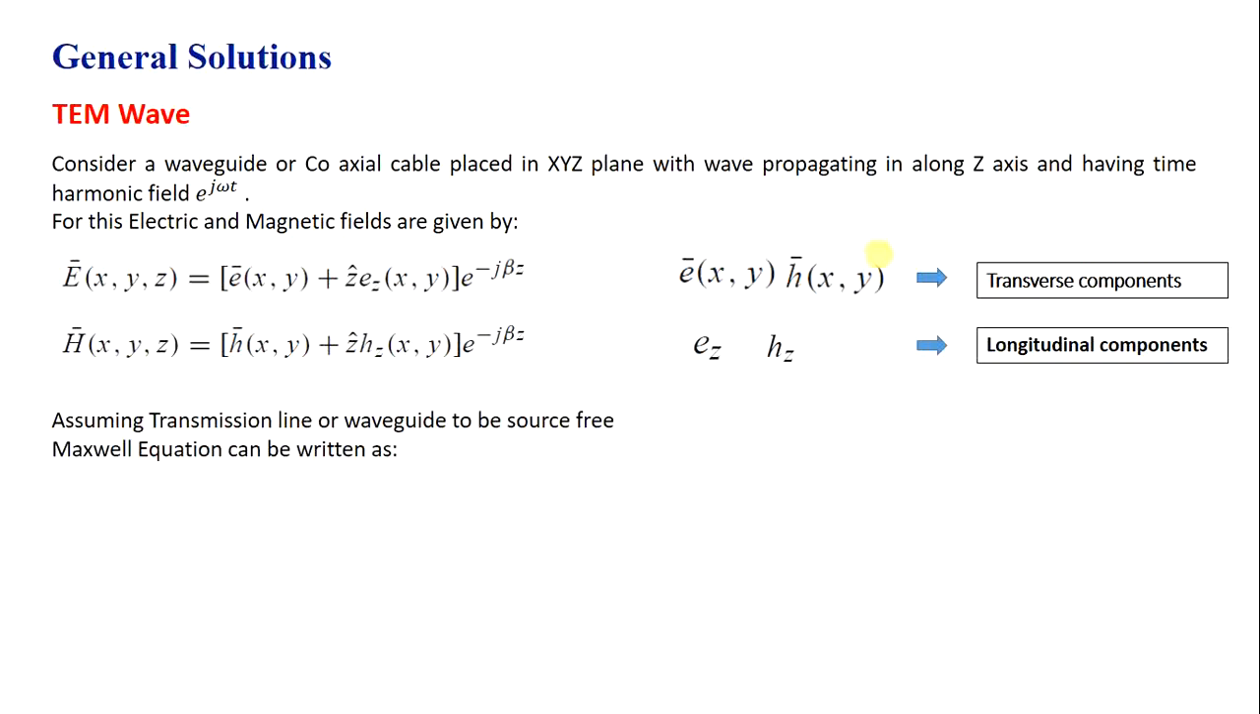Assuming the transmission line or the waveguide to be source free, we will start with Maxwell's equations first. Maxwell's equations can be written as del cross E bar is equal to minus j omega mu H bar. The other Maxwell equation is del cross H bar, which is equal to j omega epsilon E bar. Let's name these the first and the second equation. Del cross E bar is equal to minus j omega mu H bar.